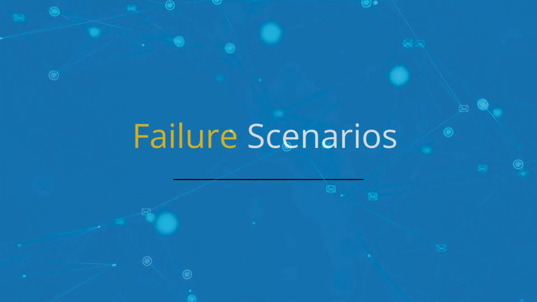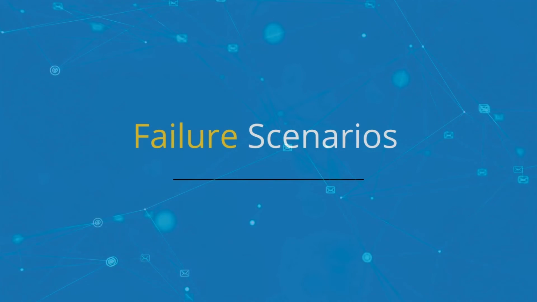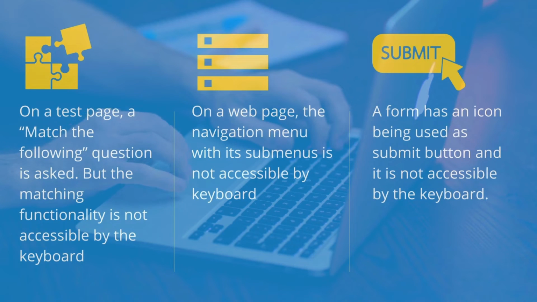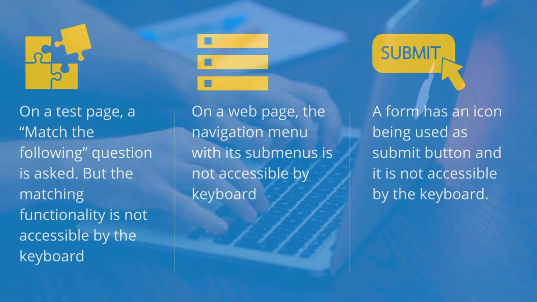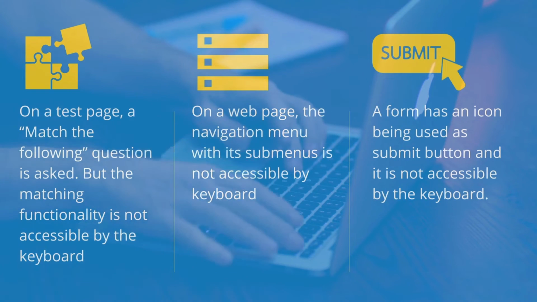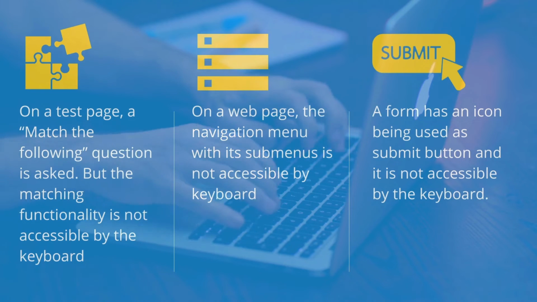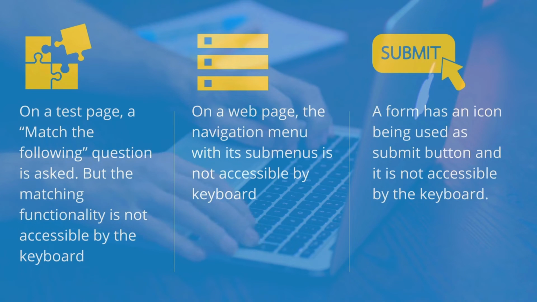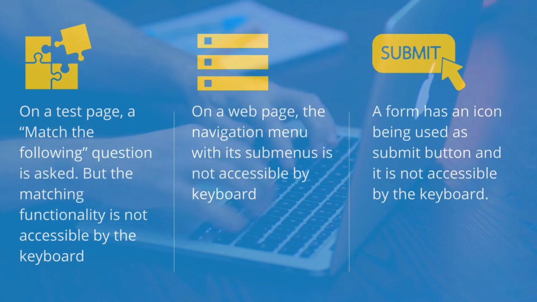Now, let's talk about some failure scenarios. On a test page, a match the following question is asked, but the matching functionality is not accessible by the keyboard. On a web page, the navigation menu with its sub-menus is not accessible by keyboard, and a form has an icon being used as submit button, which is not accessible by the keyboard.